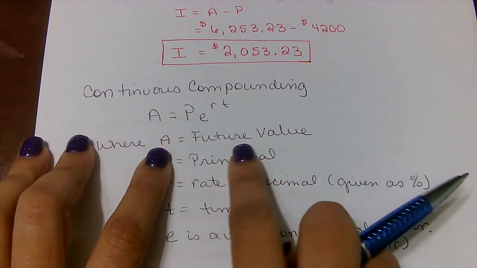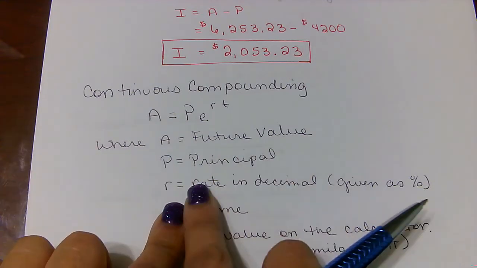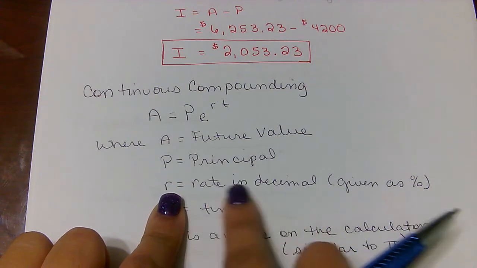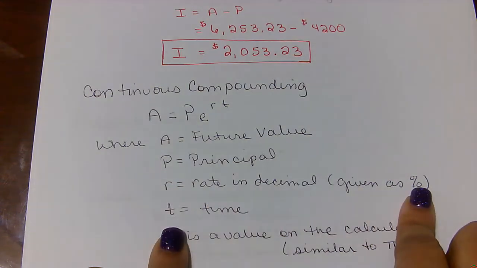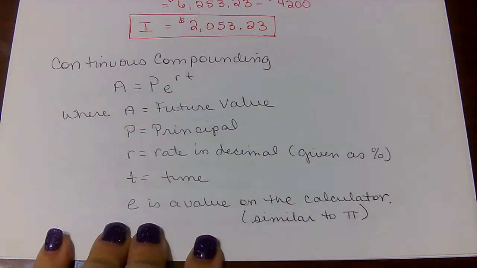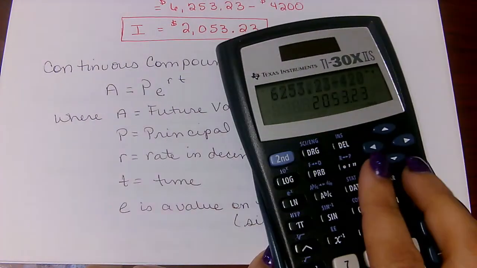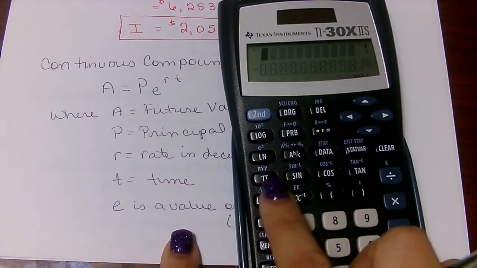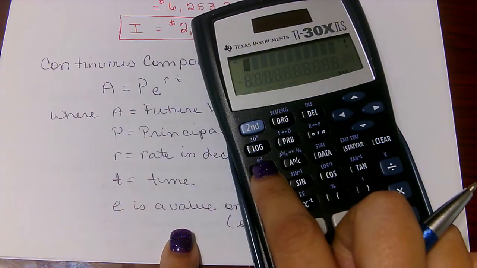A still refers to our future value. P is still going to be our principal. R is going to be our rate in decimals, but always given as a percentage. T is time. E is going to be a value on the calculator similar to pi. If you look on your calculator, you will see your value E underneath your log button.